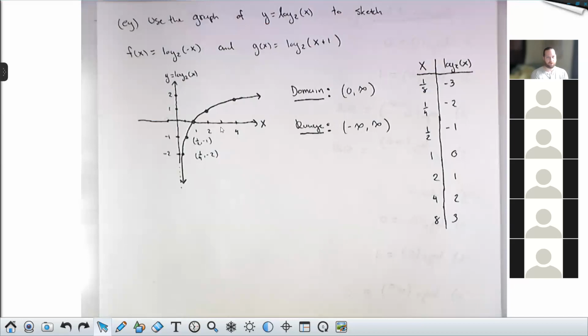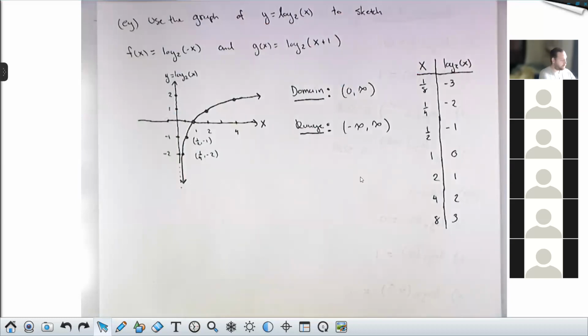Okay, so here's the original graph. Here's our table if you want it. Make sure you remember the domain and the range here. In particular, you cannot take the log of 0. Can't plug 0 in, right? This vertical asymptote, this function is undefined at 0. And you cannot take the log of a negative number, right? There is no such thing as the base 2 log of negative 5. Doesn't exist. Negative 5 is not in the domain.